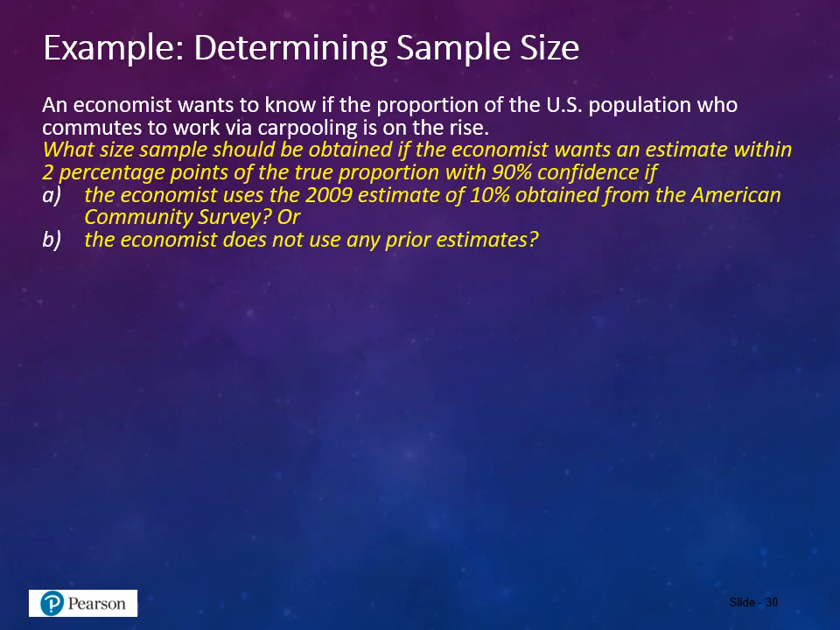So let's look at an example. An economist wants to know if the proportion of the U.S. population who commutes to work via carpooling is on the rise. What size sample should be obtained if the economist wants an estimate within 2 percentage points of the true proportion with 90% confidence if A, the economist uses the 2009 estimate of 10% obtained from the American Community Survey. So let's do part A first, and then we'll come back to B.